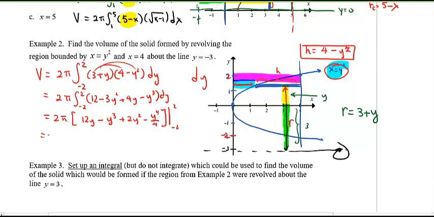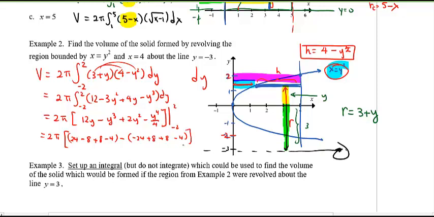Lovely. 12 times 2 is 24. 2 cubed is 8. 2 squared is 4 times 2 is 8. 2 to the power of 4 is 16, divided by 4 is 4, so minus 4, minus -2, so that's -24. -8 with negative is positive. 4 times 2 is 8, so that's plus 8. And then 16 over 4 is 4, so minus 4.